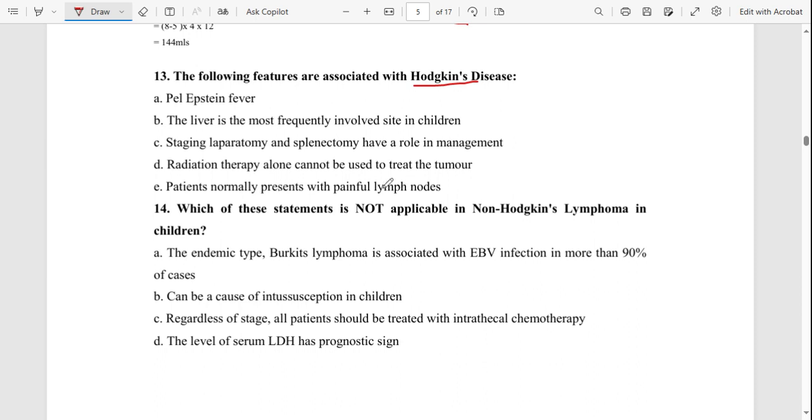Patients normally present with painless lymph nodes. We are just from saying that these lymph nodes are actually painless. So the best option is number A.